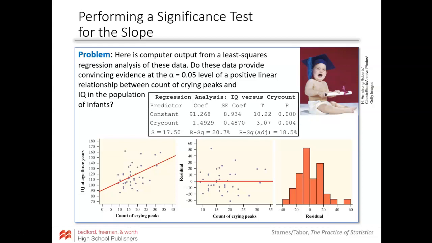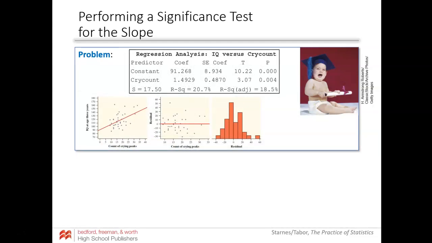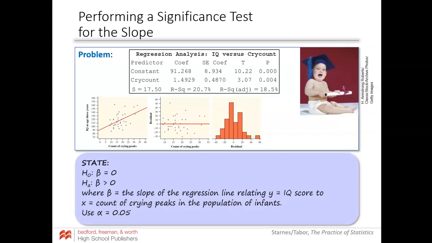So, do these data provide convincing evidence at the 5% level of a positive linear relationship between crying peaks and IQ? This is a clear indication that we need to perform a hypothesis test, regardless of how sketchy this study sounds. So we're going to begin with the state step. And this is what I think might be new for your brain.